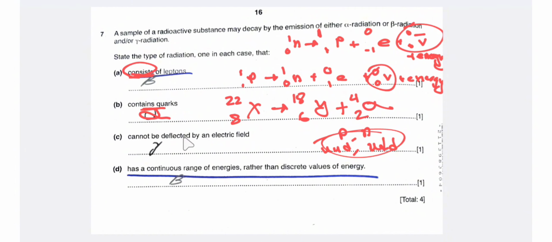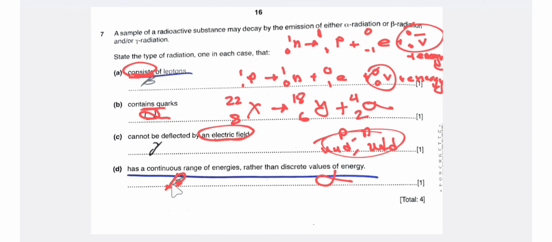Then cannot be deflected by electric field. So in an electric or magnetic field, gamma radiations are not deflected. Then have a continuous range of energy rather than a discrete amount of energy. Alpha particles have a discrete amount of energy, while beta particles have a continuous range of energy. So the continuous range of energy would be beta particle.